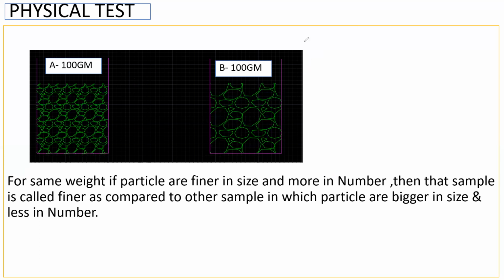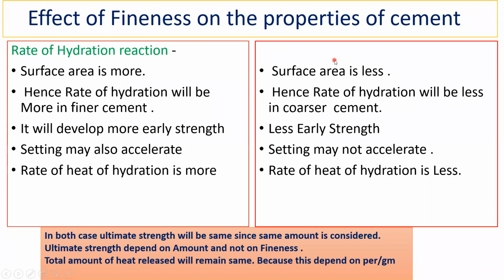With this understanding, we'll see how it's going to affect the properties of cement, because ultimately we have to do the fineness test on the cement. We'll see them one by one. The first one is the rate of hydration. In the first sample, the surface area is more. Why is the surface area more? Because there are more particles. If more particles are there, the surface area will be more. Now coming to sample B, the particles were bigger in size. If the particles are bigger, they have lesser surface area compared to particles which are finer in size. That's the first point.